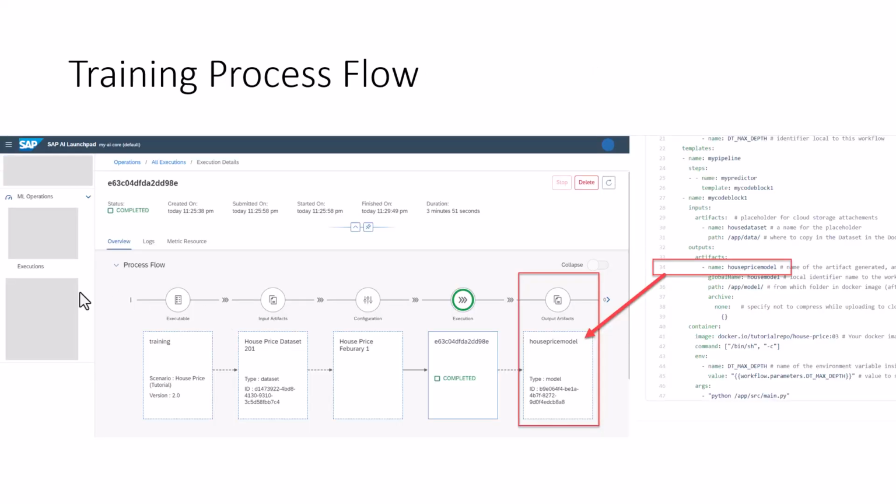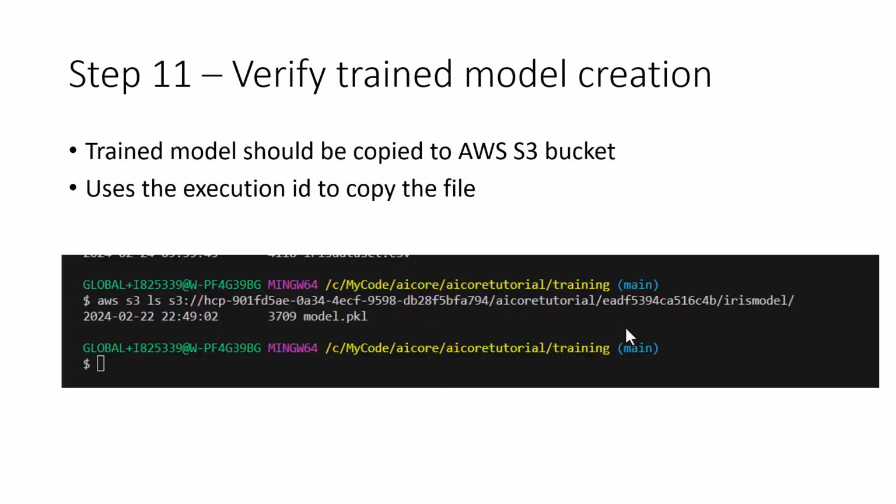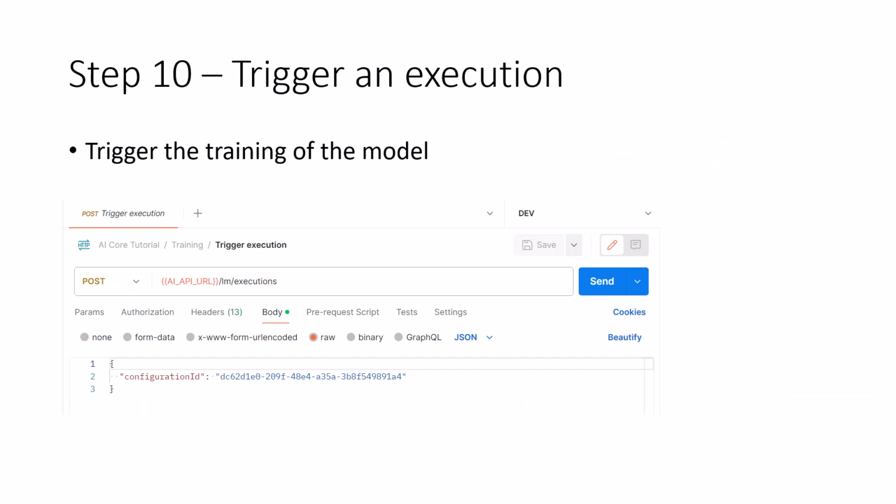Yeah, so the flow looks something like this. It starts with the training. There are the input artifacts that are supplied to it. There is configuration, all the values that we supply for the placeholders. Then the execution happens. And once execution is complete, the model is created and this model is copied over to the AWS S3 bucket. Okay, so let's look at all the steps in detail one by one.